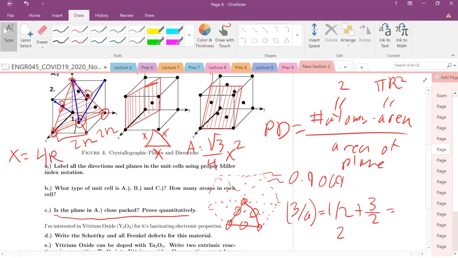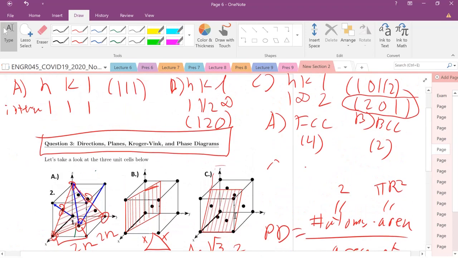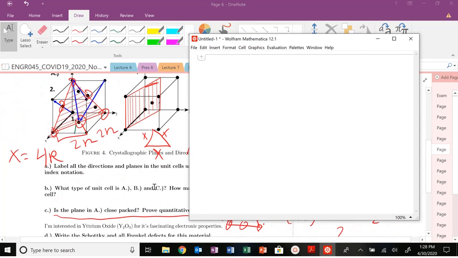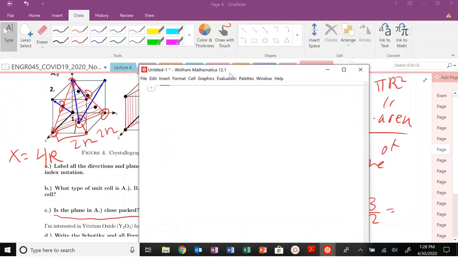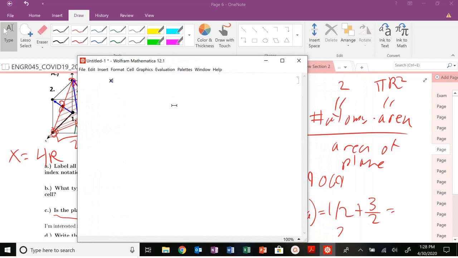So let's go into the mathematics really quickly here. So we can look at these. So let's plug in some values. So we know that x equals 4 times r. I know that my area equals square root of 3 divided by 4, and then I want all of that times x squared. And let's go ahead and work with that.